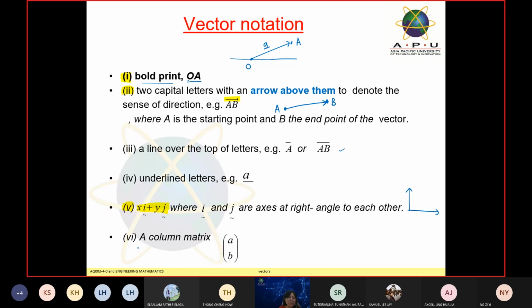Then the last one is a column matrix. We can use a column matrix to represent the vector as well. So this is another way we write it. So these are the notations.